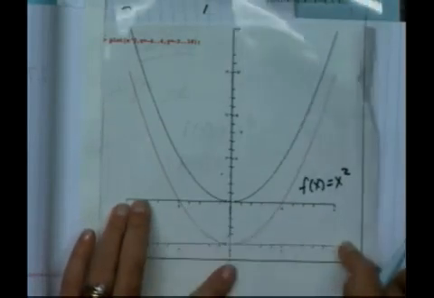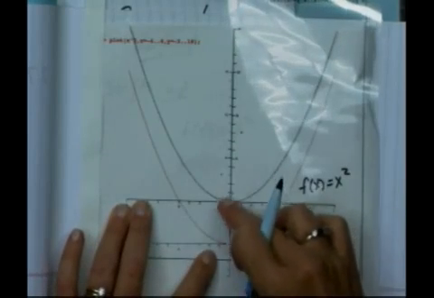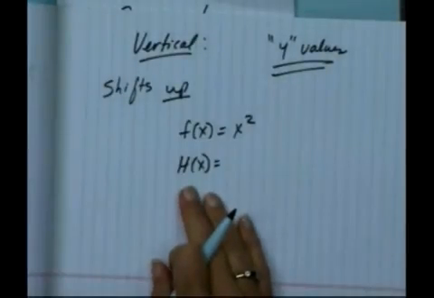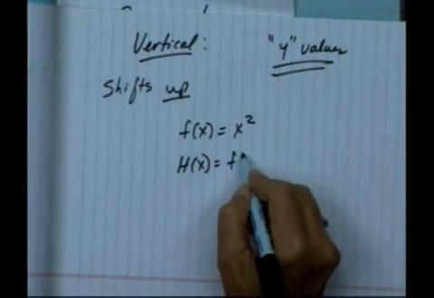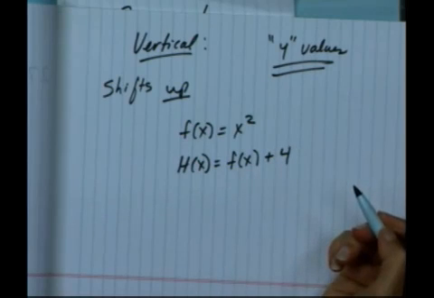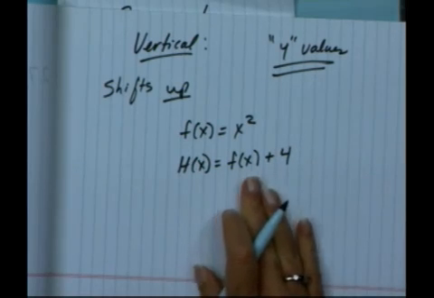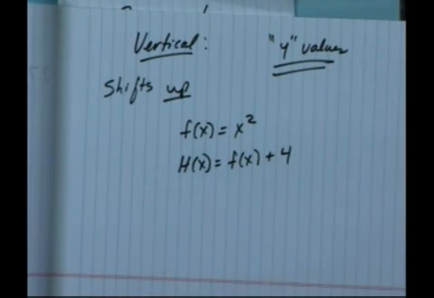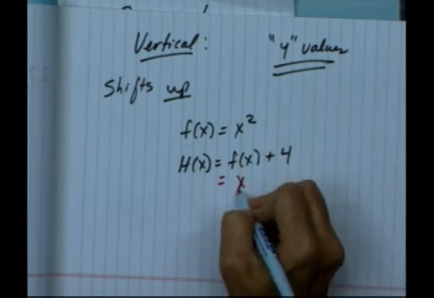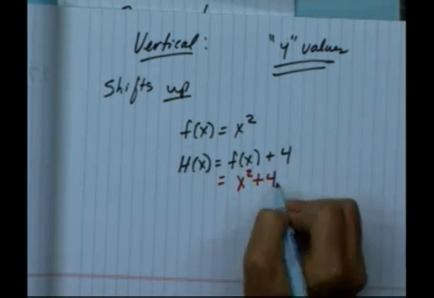So here's really still the coordinate system down here, and all I've done is increase my y values by 4. So h of x then will be my old function, and I'm adding 4 to it. Do you see? I'm taking my old function and adding 4. Well, that old function happened to be x squared. So my new function is x squared plus 4.